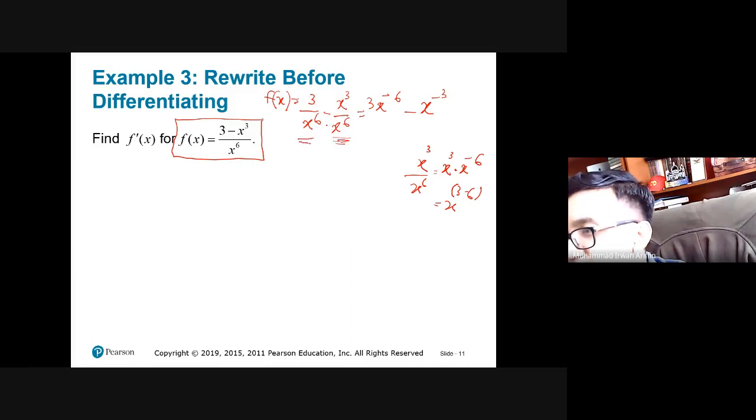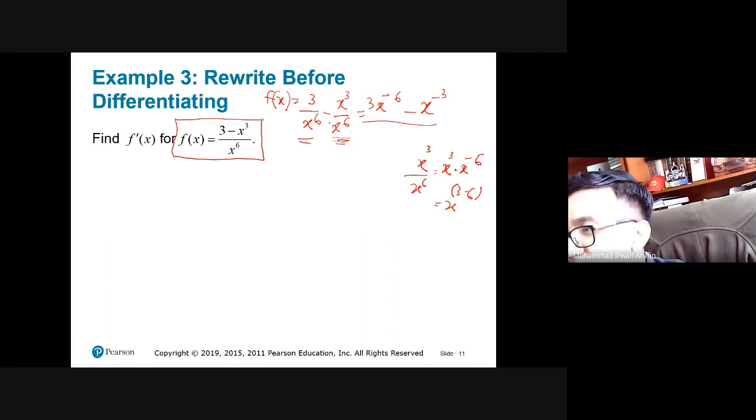So this, we bring this up, so the power becomes negative 6. And this one we can simplify: 3 minus 6 gives us negative 3. So this is our new f of x. So we can just differentiate them separately.